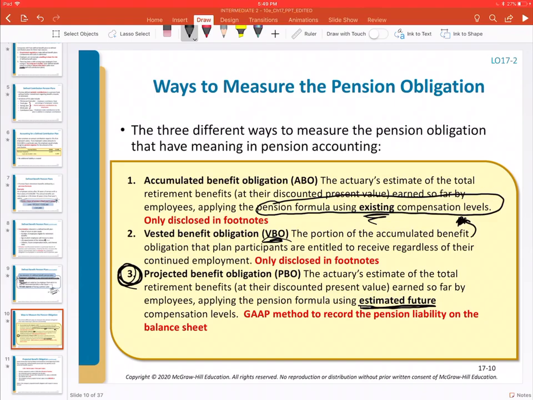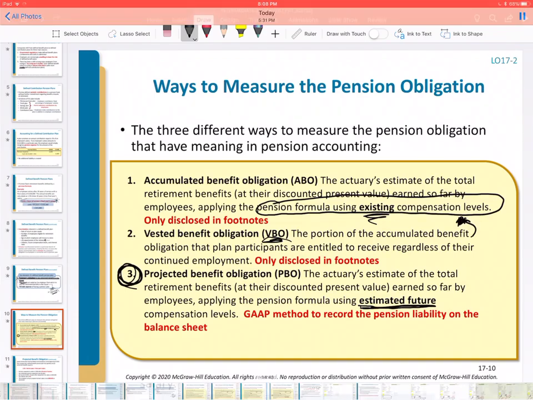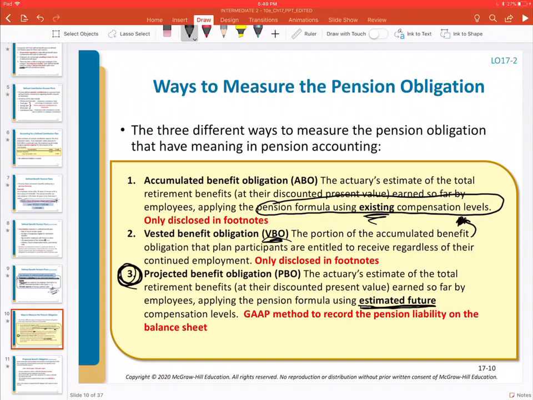So throughout the remainder of the lecture, we are going to be focused on the PBO, the projected benefit obligation, which again is the liability that the company has related to this individual's retirement benefits. And we want to base the calculation that we're going to do, and we're about to walk through an example, on future compensation levels. So that's where our focus is going to be, on the projected benefit obligation.